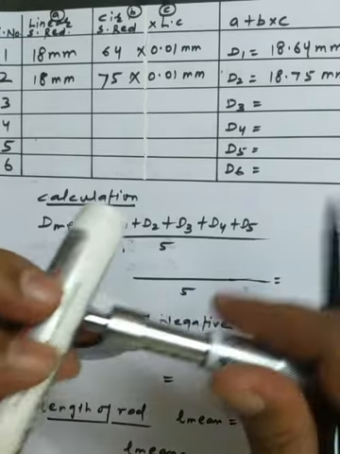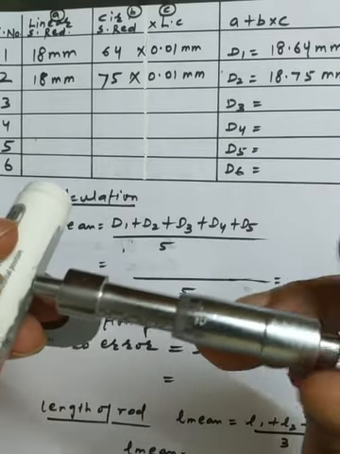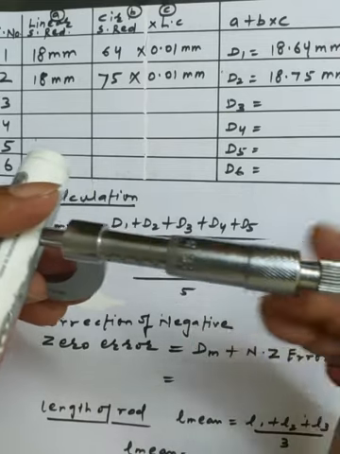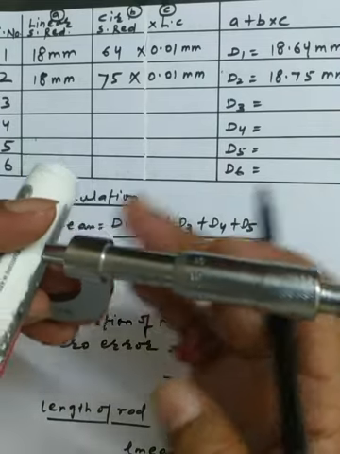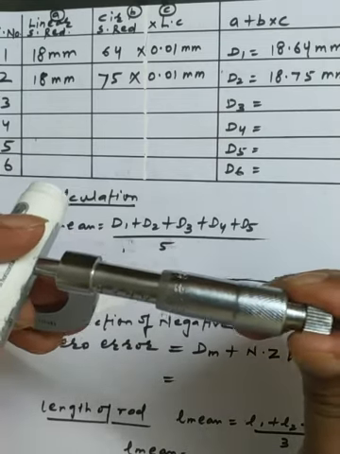Now we are moving towards the next section. That means we are displacing this one rod. Why are we doing this? Because the rod can have different shapes, so we are finding the identical diameter.